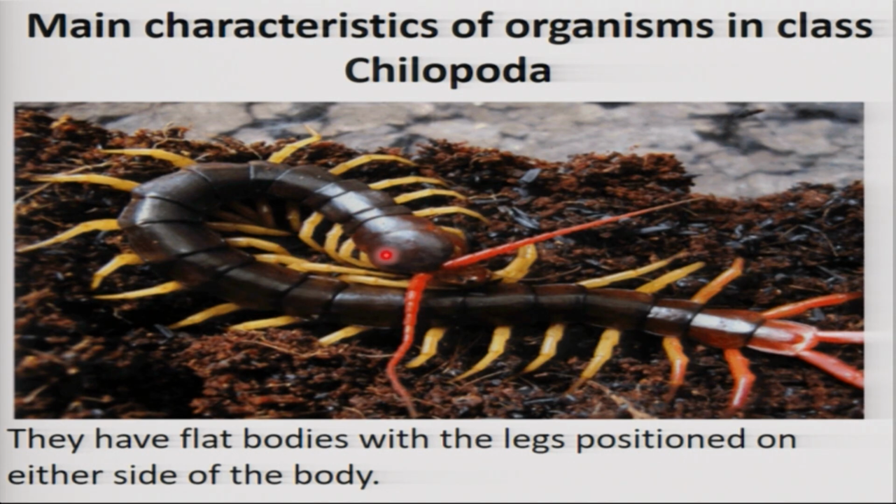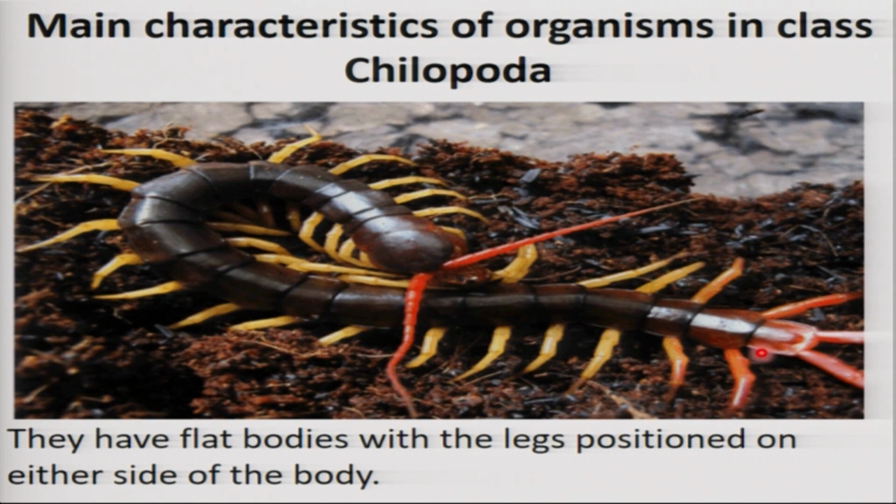It is a centipede. Look at its body. It has a flat body. That's what we're saying. It has a flat body with legs positioned on either side of the body. One leg this side, another leg this side. One leg the other side, another leg there. So the whole body has got legs positioned on opposite sides like that.